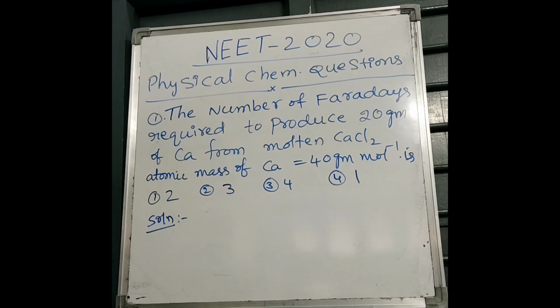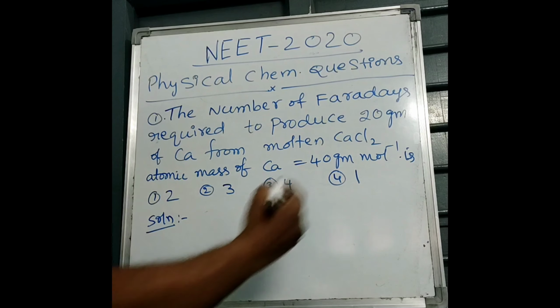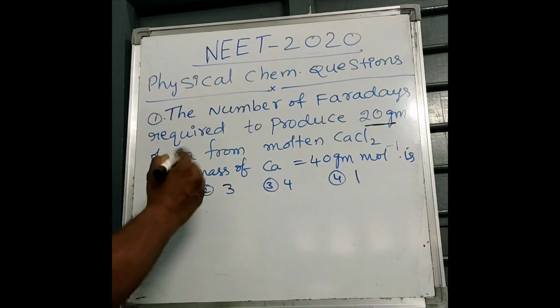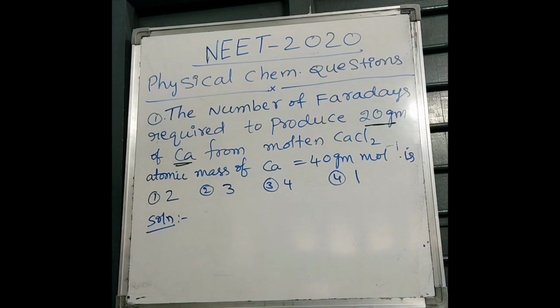See, the first question is: the number of Faradays required to produce 20 grams of calcium from molten CaCl2. How many Faradays are required if 20 grams of calcium is deposited from molten CaCl2? So this is the question.